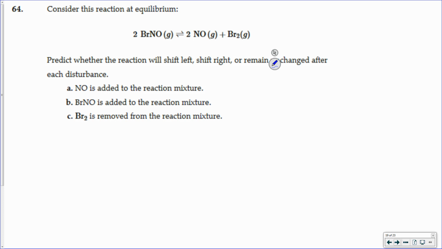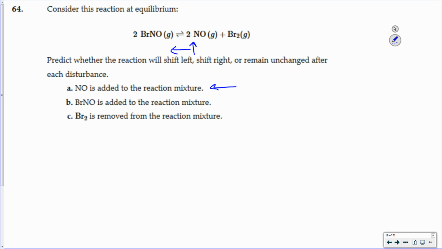Okay, something different finally. Le Chatelier's principle. So let's look at each one of these and figure out which way the equilibrium is going to shift. Is it going to go in the forward direction, reverse direction, or be unchanged with each one of these changes? Let's see what it does with the first one. I add some NO to the reaction mixture. If I add some product, the NO, the equilibrium shifts back to the left.